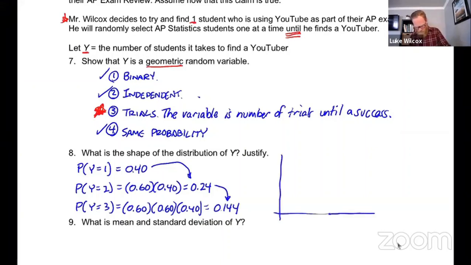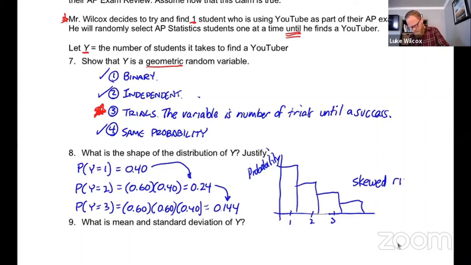Now, let's think about the distribution of y. If we were to graph this, y equals 1, and y equals 2, and y equals 3. Well, 1 would have the highest bar, right? If probability is represented on this axis here. And then 2 would be less than that, actually 60% of the previous bar, and then 60% of the previous bar. And you can just imagine what the rest of this distribution is going to look like. So now very clearly, I can identify the shape of the distribution as skewed to the right.